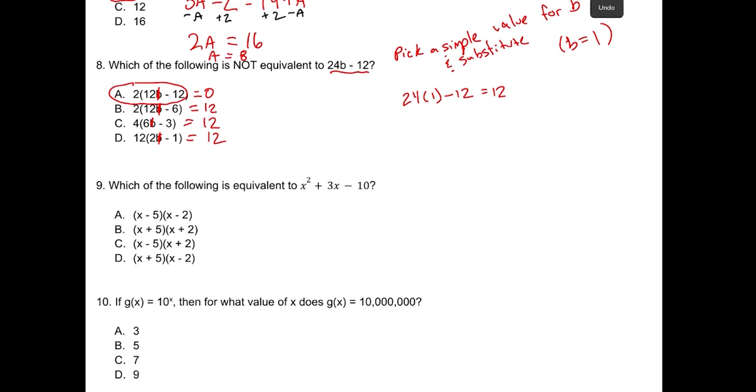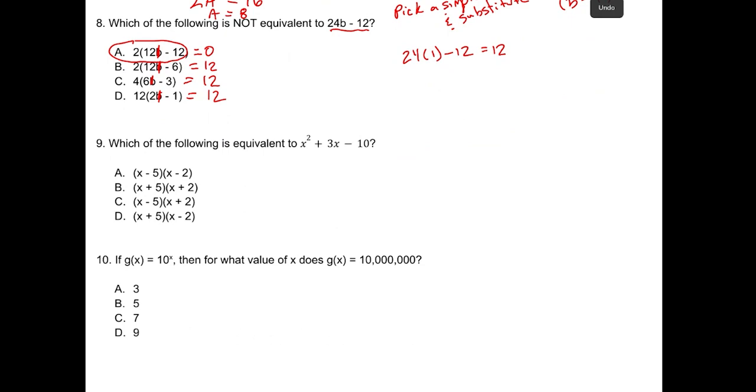You could also do that for number 9. In fact, anytime you're just comparing two expressions on a multiple choice test, just pick a number, plug it in. We can use that strategy here. Like if I just plug in 1 again, so I have 1 squared plus 3 times 1, that's going to be 1 plus 3 is 4. 4 minus 10 is going to be negative 6. So whichever one of these equals negative 6, if I plug in 1, should be my answer. So I'm going to just plug in 1 everywhere.